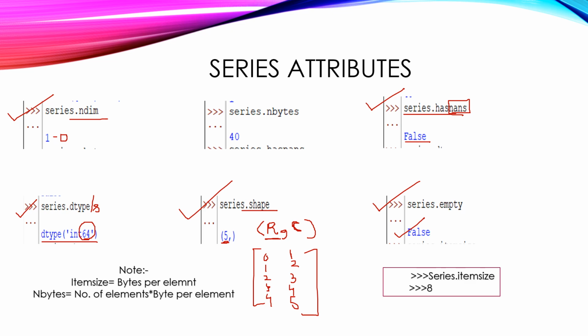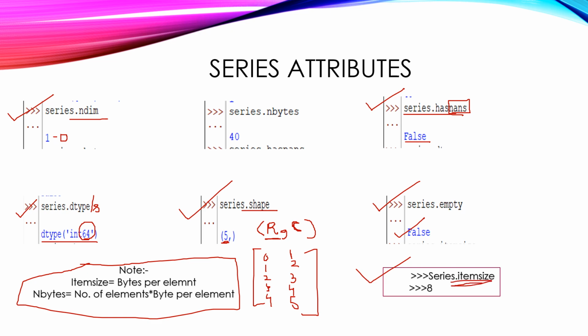Now an important series attribute is series.itemsize. Series.itemsize tells us the bytes per element, that is the number of bytes each element of a series acquires. Here it is 8.